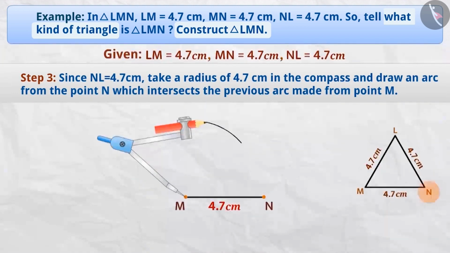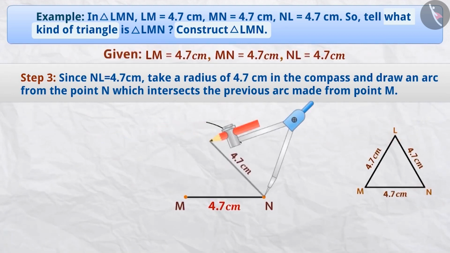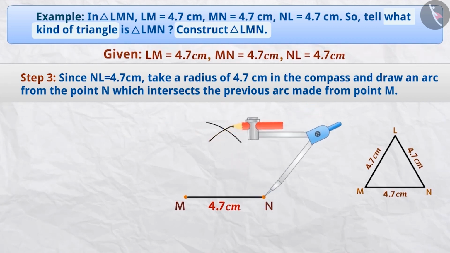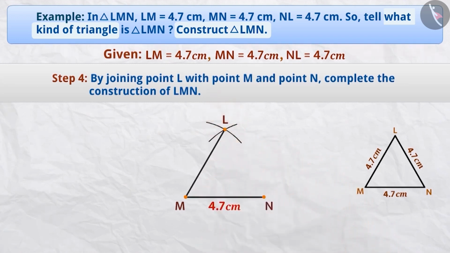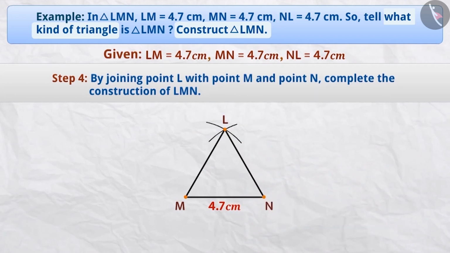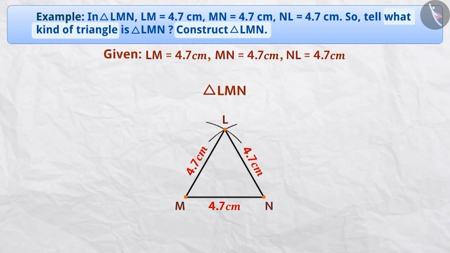Step 3. Point N is at a distance of 4.7 cm from point L. So, by taking a radius of 4.7 cm and taking point N as the center, we will draw another arc. Step 4. We can see that both the arcs intersect each other at a point. We will name the point of intersection as L. Now, by joining the point L with point M and point N, we will complete the construction of triangle LMN. The desired equilateral triangle LMN is ready, in which the length of LM, MN and NL is 4.7 cm.